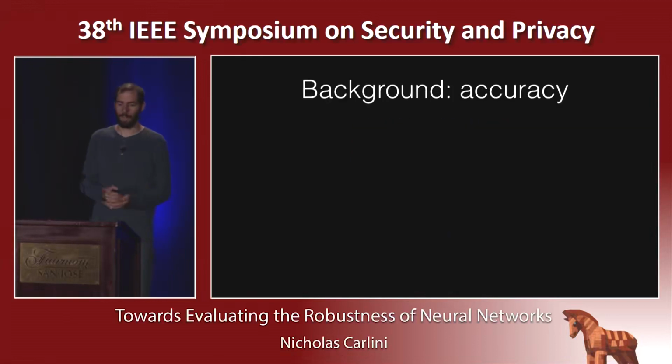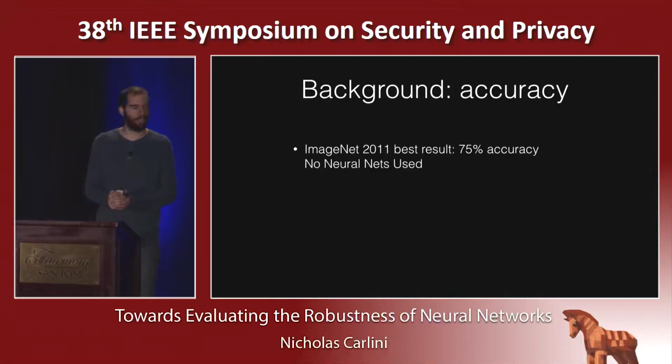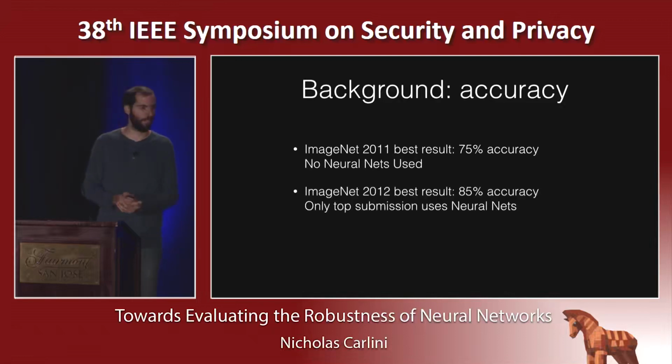In 2011, the best team in this contest managed to get 75% accuracy, and no one was using neural networks at this time. 75% accuracy is still reasonably accurate, but there's a lot of gain we can still have. And so the following year, one team decided they were going to try using neural networks and increase the accuracy to 85%, nearly bringing the error rate down by a factor of 2.